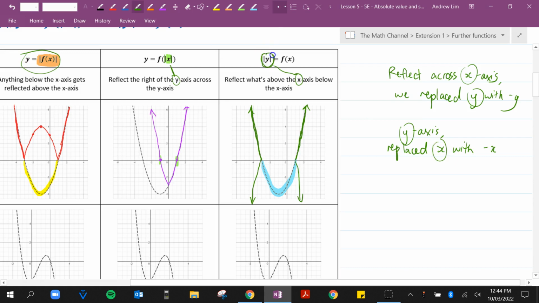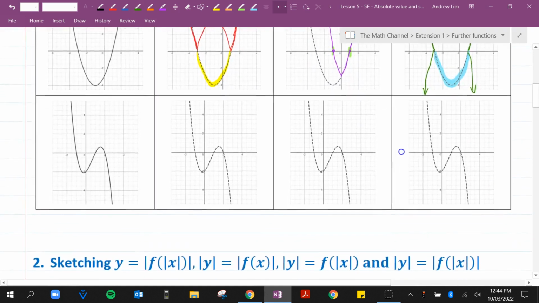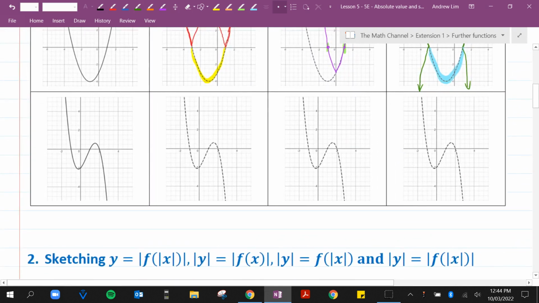Here we've got the absolute value of y will reflect across the x-axis. Absolute value of x will reflect across the y-axis. Okay, so that's how I've memorized it. Alright, so maybe I'll get you to pause the video and have a go with this one, and then I'll get you to check your answers.